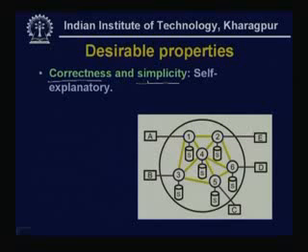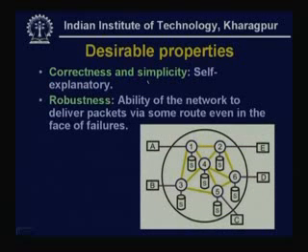So, these 2 terms, correctness and simplicity, are quite simple and easy to understand, or self-explanatory. Then comes the second important property, that is robustness. As you will see, the network is a queue of packets.